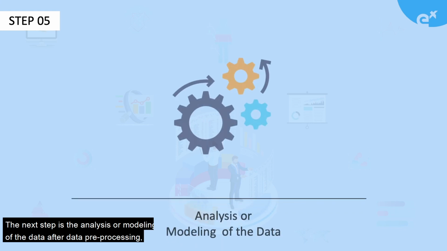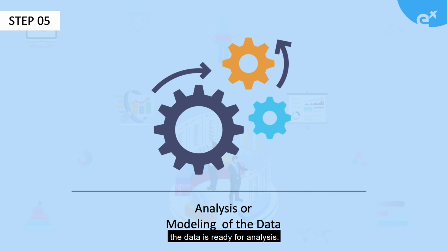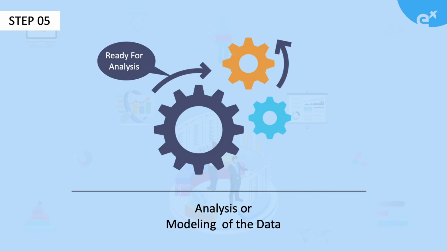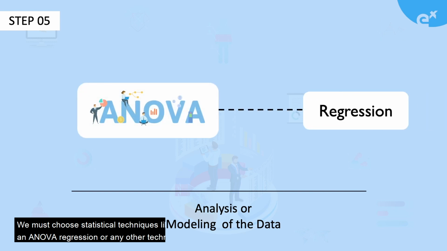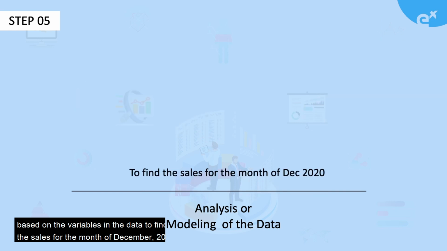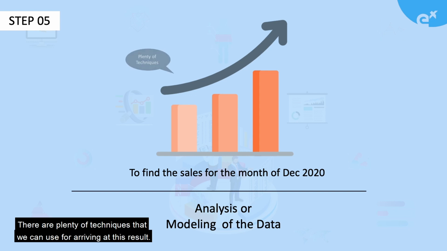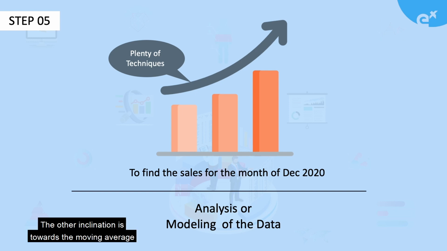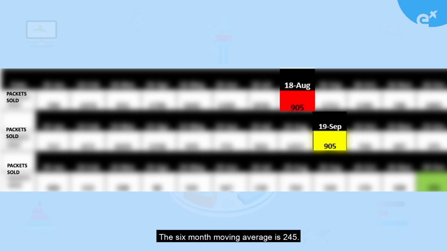The next step is the analysis or modeling of the data. After data pre-processing, the data is ready for analysis. We must choose statistical techniques like ANOVA, regression, or any other technique based on the variables in the data. To find the sales for the month of December 2020, we'll use the moving average technique. There are plenty of techniques that we can use for arriving at this result. Here, the author's inclination is towards the moving average technique. Based on the data, the 6-month moving average is 245.